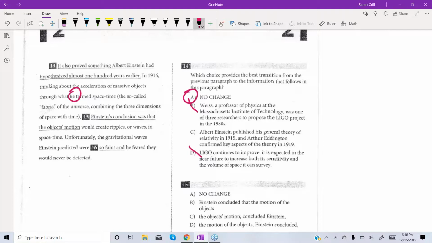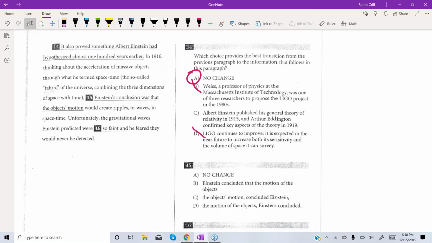Okay, so let's reread that little piece so we can answer 15. In 1916, thinking about the acceleration of massive objects through what he termed space-time, the so-called fabric of the universe, combining the three dimensions of space with time, Einstein's conclusion was that the object's motion would create ripples or waves in space-time. So this next question is asking us, what's the best way to do this?